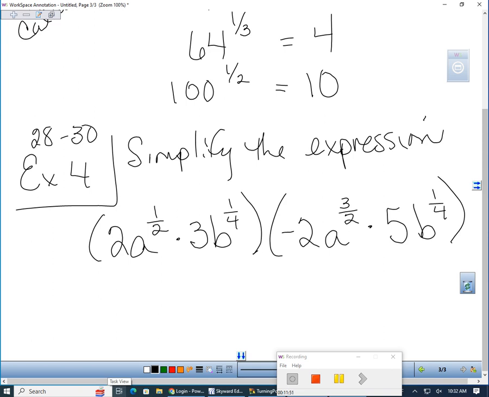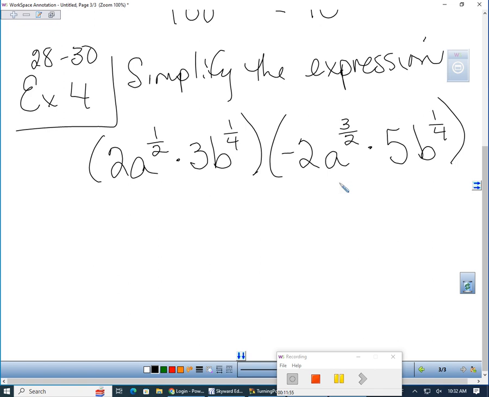All right, same rule from before. We multiply our coefficients, right? So we're going to multiply 2 times 3 times -2 times 5. 2 times 3 is 6, times -2 is -12, times 5 is -60.